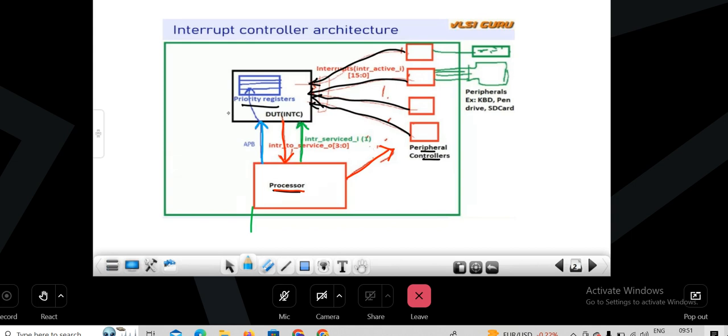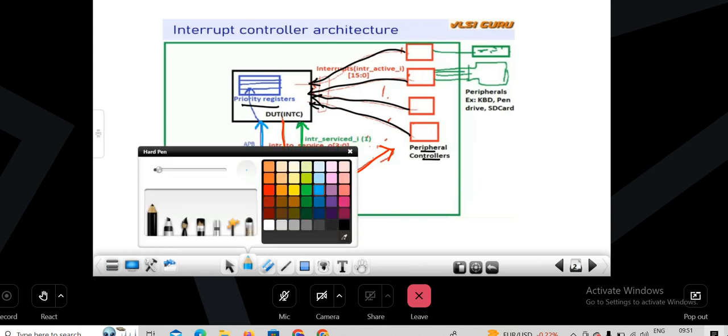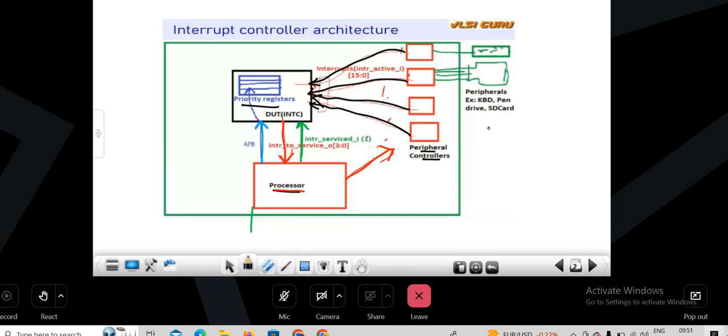Now look at it from the perspective of the interrupt controller. What are the inputs to the interrupt controller? I am going to write in chart notation. What are the signals coming inside any block? Any block diagram is nothing but inputs. What are the inputs coming in? Interrupt active, I can write it as interrupt active underscore I. Underscore I indicates input.